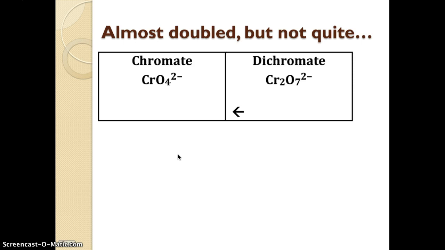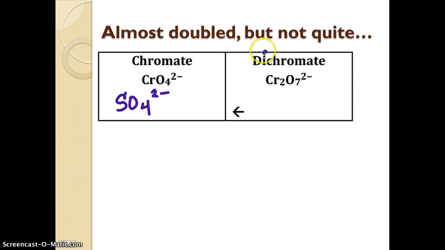Okay, we have chromate and we have dichromate, and the slide reads almost doubled but not quite. So what do I mean by that? Chromate is a lot like sulfate. So this is sulfate, the previous page that I showed you. This is sulfate, a really common ion. Well, what you can see here is that chromate's just the same. So you have to just try to remember that.